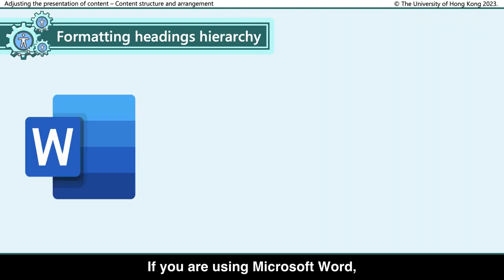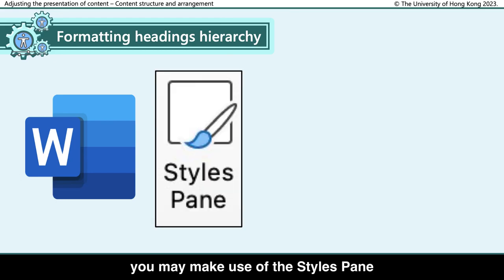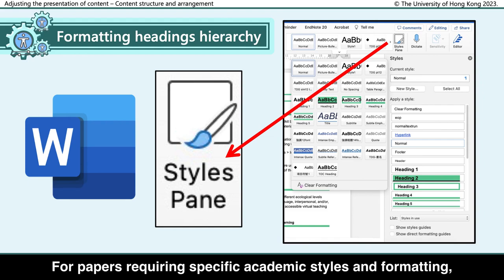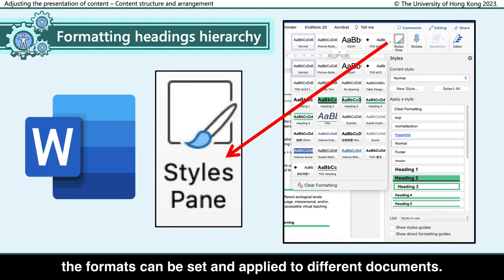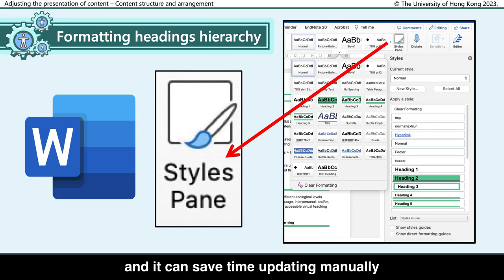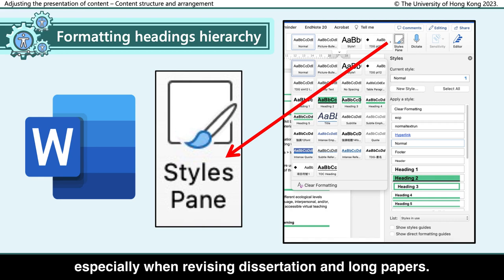If you are using Microsoft Word, you may make use of the Styles pane to set the formats and heading structure. For papers requiring specific academic styles and formatting, the formats can be set and applied to different documents. The table of contents, format style, and structure can be updated automatically, which can save time updating manually and minimize errors, especially when revising dissertations and long papers.